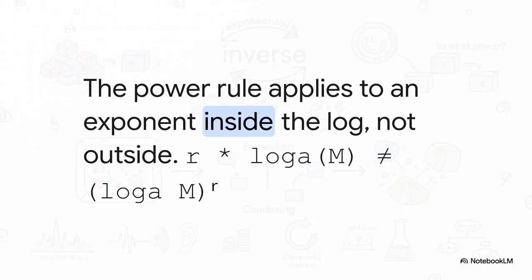And here's another classic mix-up, this time with the power rule. That number r out front multiplies the entire logarithm. It does not become an exponent on the whole thing. The power rule only works for an exponent that's inside the log, on the argument itself.